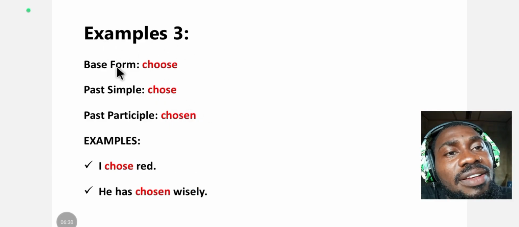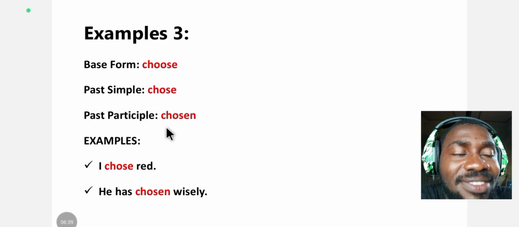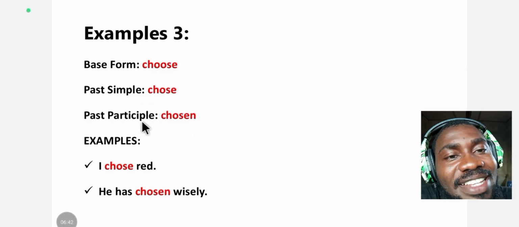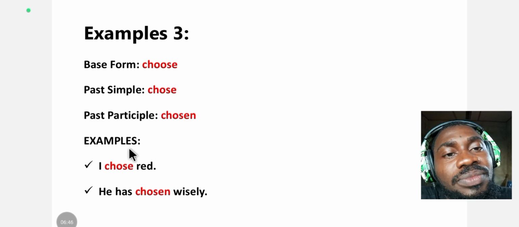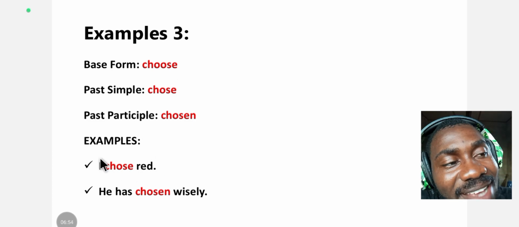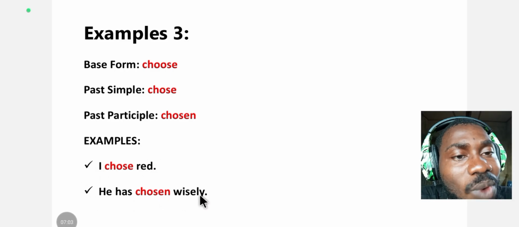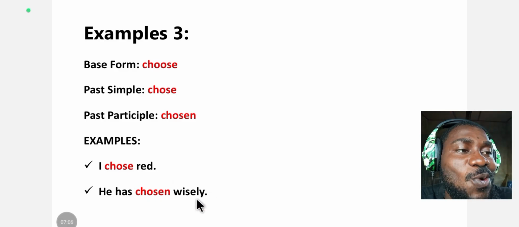Example 3. The base form here is choose. The past form is chose, an entirely different spelling. The past participle is chosen. Let's look at examples pertaining to the choose form. I chose red. This sentence is a past tense, a past form of choose, chose. Let's look at the next example. He has chosen wisely.